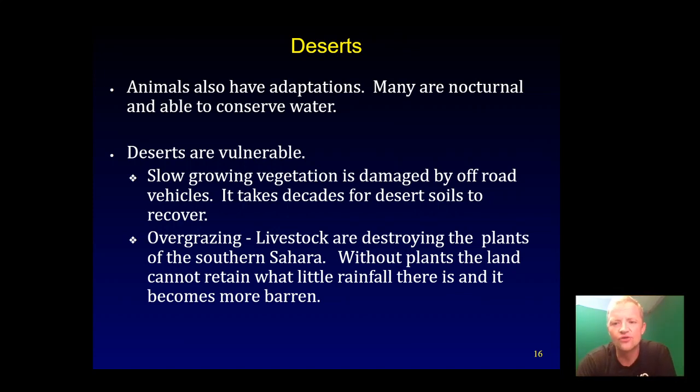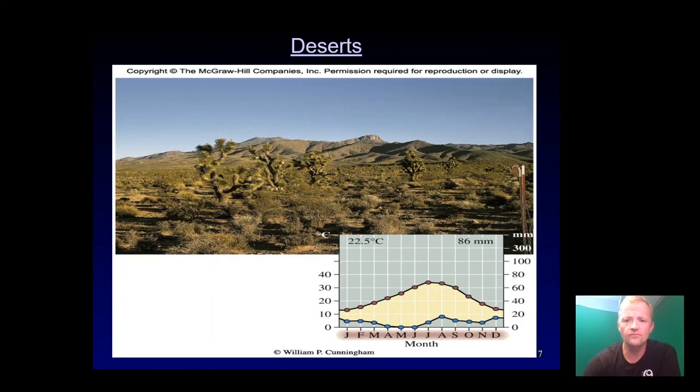Overgrazing livestock are destroying the plants of the southern Sahara. Without plants, the land cannot retain what little rainfall there is, and it becomes even more barren. So if you get rid of the small amount of plants that do exist, it has disastrous environmental implications.